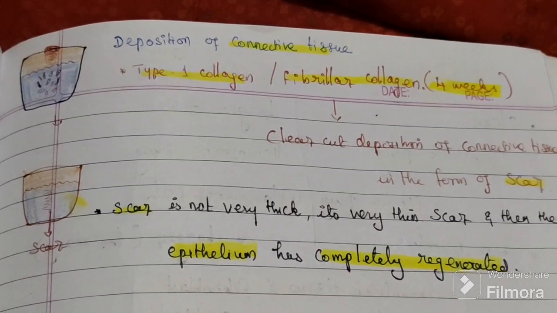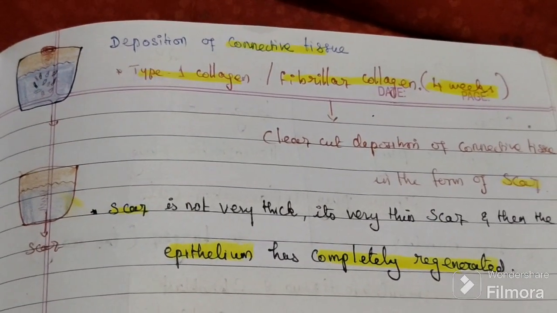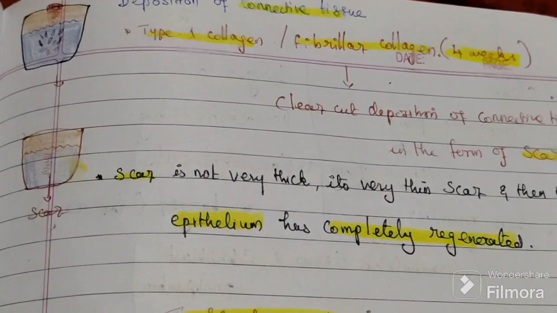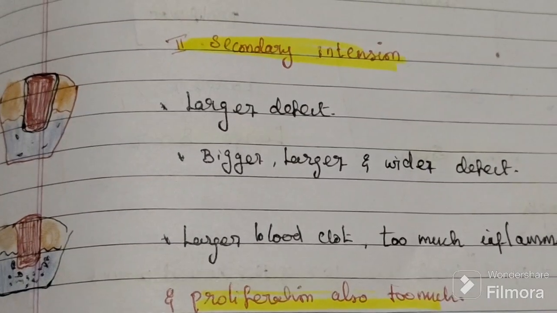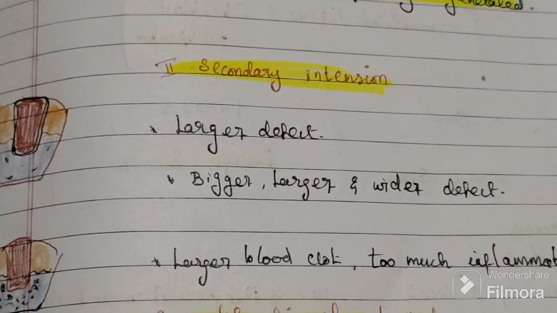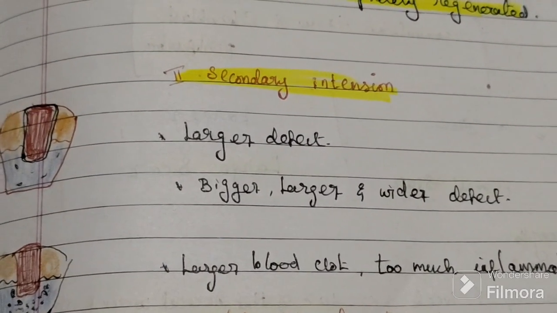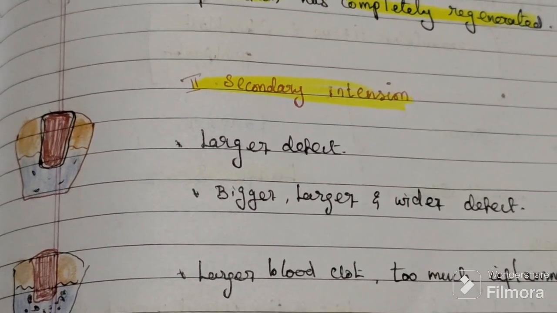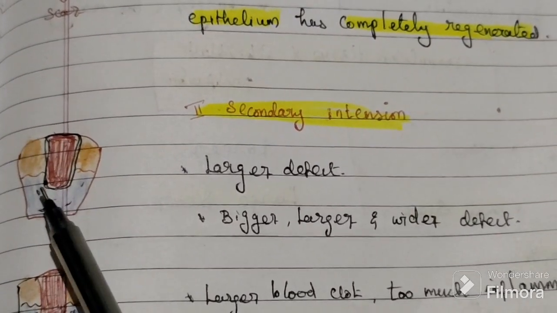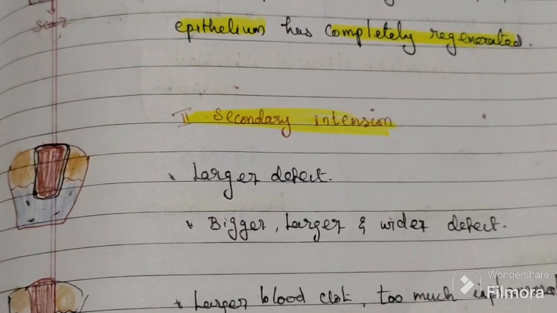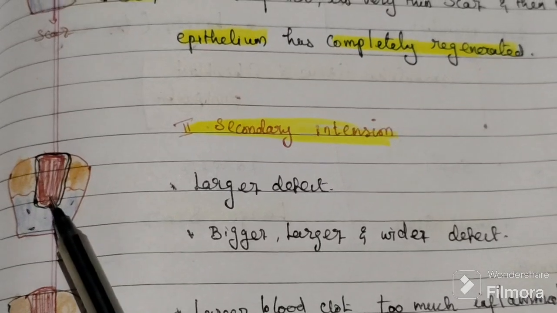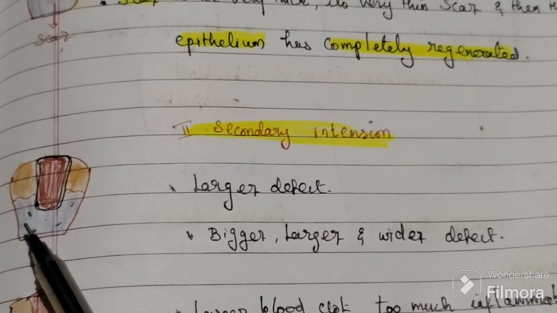Now let's understand the same mechanism if this is a large defect, that is secondary intention. If it is a large defect, this is referred to as wound healing by secondary intention. In secondary intention the injury is bigger, a larger, wider defect. It is filled with necrotic debris and inflammation.